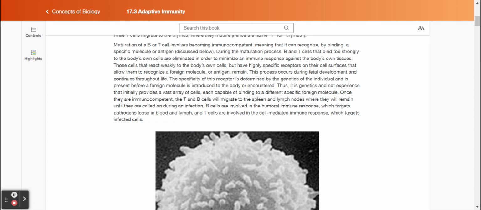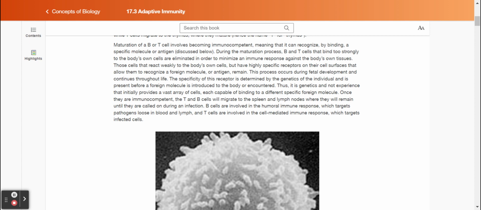The specificity of this receptor is determined by the genetics of the individual and is present before a foreign molecule is introduced to the body or encountered. Thus, it is genetics and not experience that initially provides a vast array of cells, each capable of binding to a different specific foreign molecule.